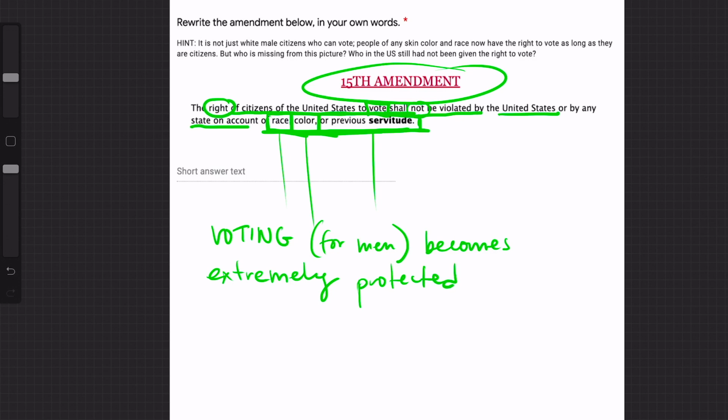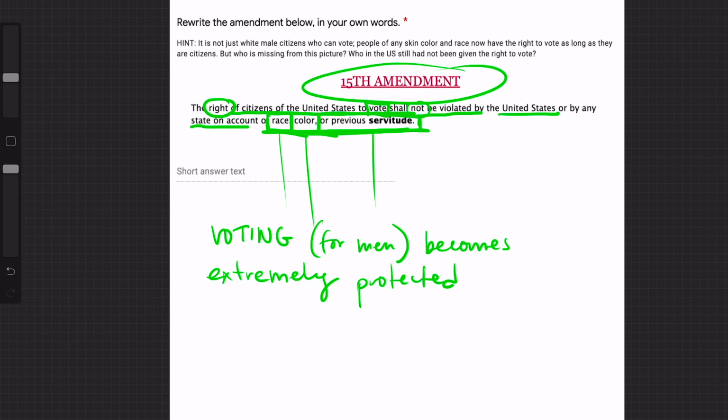This is in an effort to try and equalize or make equal the recently freed African American men to white men so that white men, especially in the South, don't continue to live the way they did and act the way they acted with African Americans even after slavery has ended. So this 15th Amendment is meant to give power to African American men where they did not have any before.